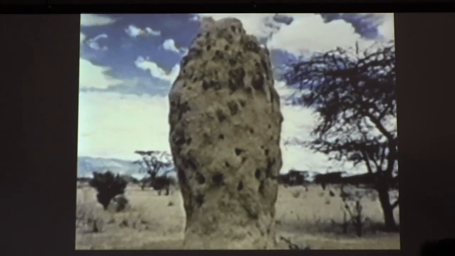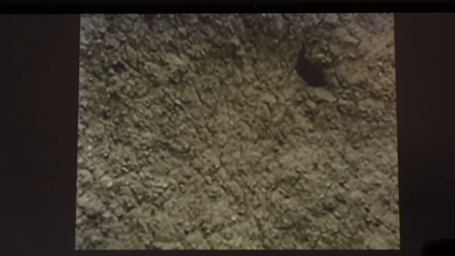Deep inside the fortress, living in almost total darkness, is a complex society of several million insects. Termites are often called white ants, but they are not ants at all. Their nearest relatives are, in fact, cockroaches, and they have been on this earth for at least 100 million years.